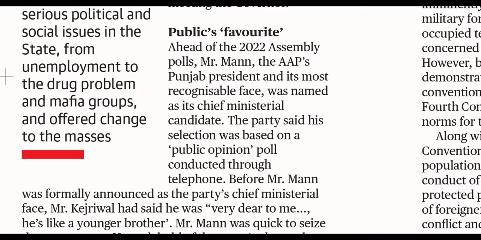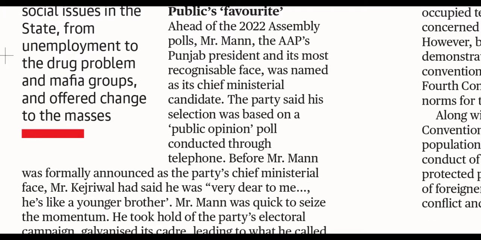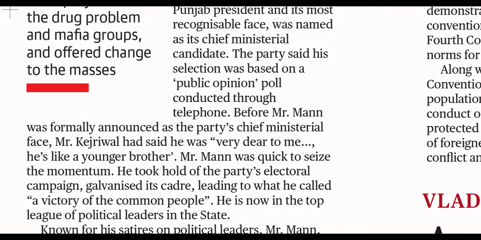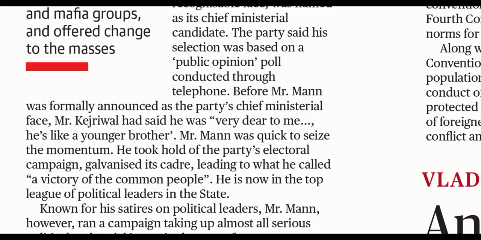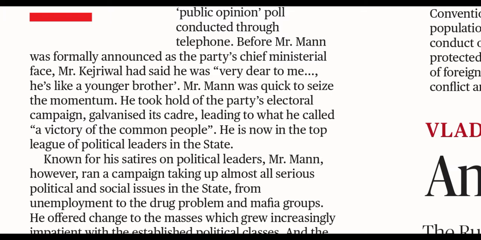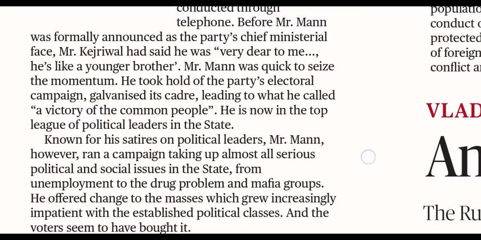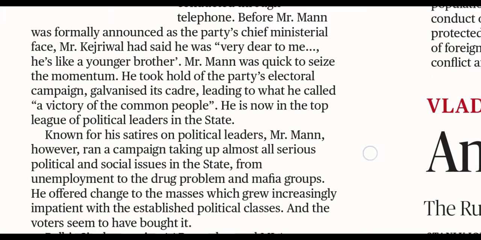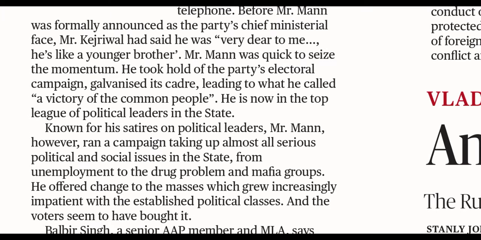Public favorite. Ahead of the 2022 assembly polls, Mr. Mann, the Aam Aadmi Party Punjab president and its most recognizable face, was named as its chief ministerial candidate. The party said his selection was based on a public opinion poll conducted through telephone before Mr. Mann was formally announced as the party's chief ministerial face. Mr. Kejriwal had said he was very dear to me. He is like a younger brother.